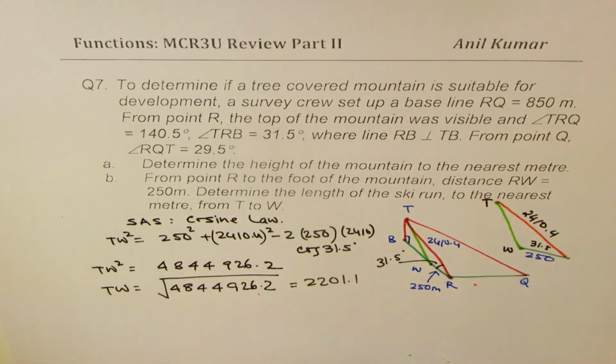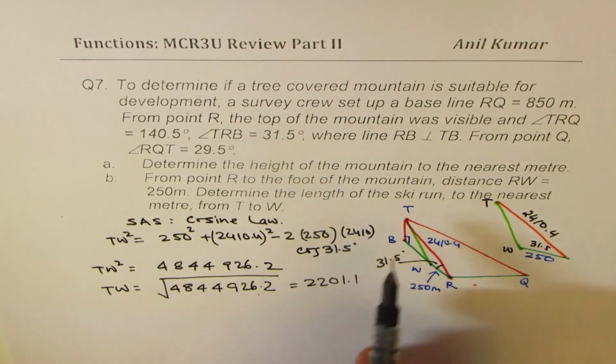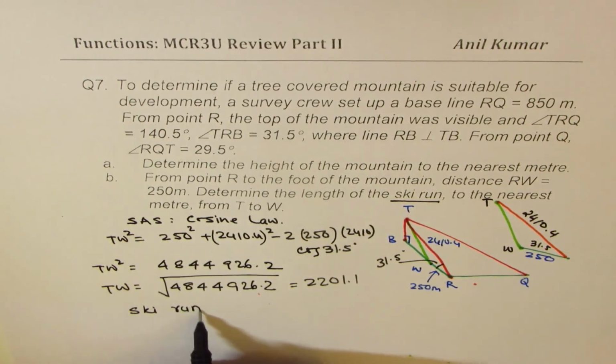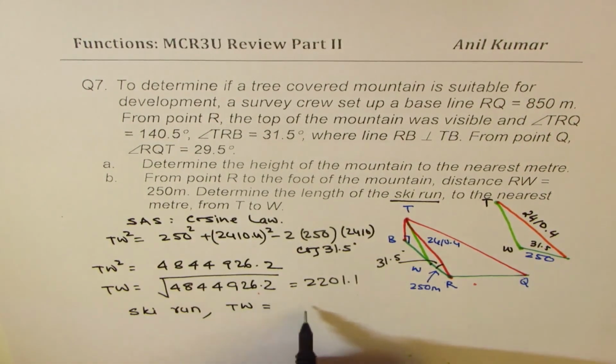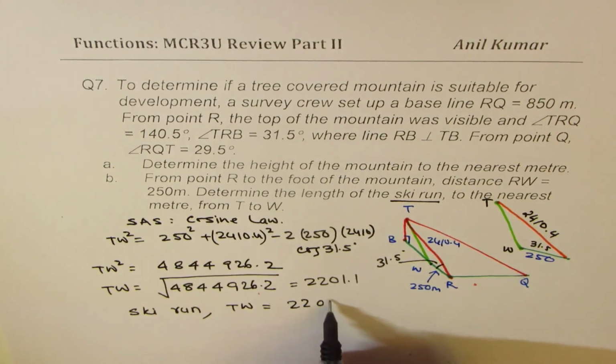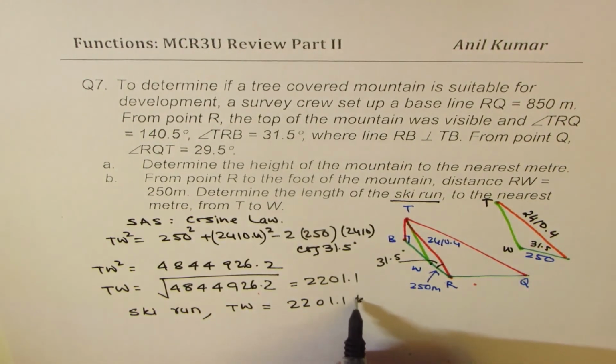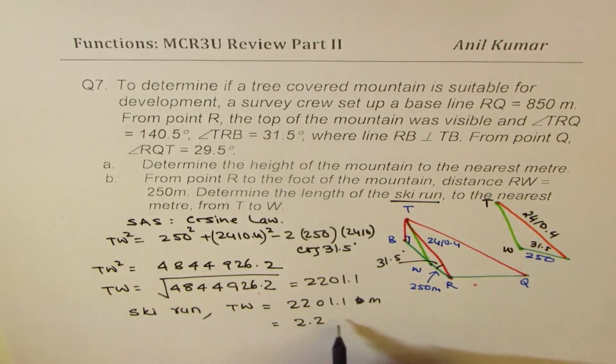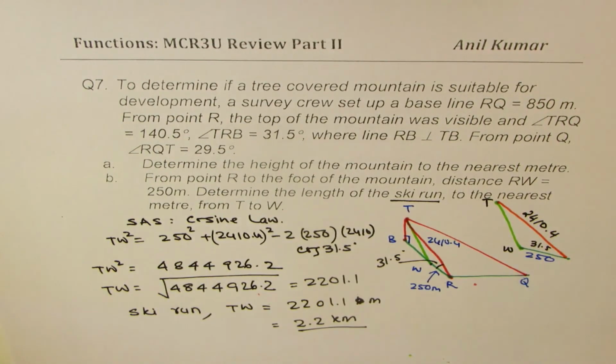So the ski slope, the ski run, which is TW, is equal to 2201 meters, or you could say this is 2.2 kilometers. Is it okay? So that is the length of the ski run. I hope this concept is clear.